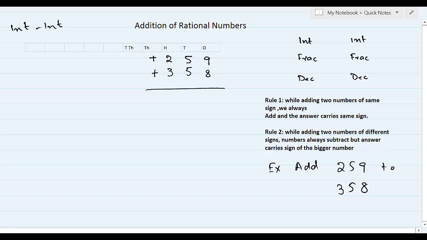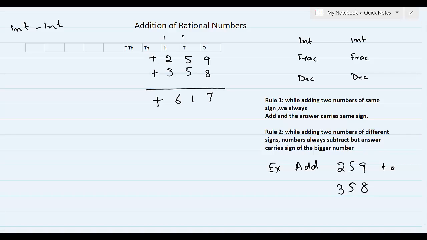Therefore, we are going to add these numbers because both numbers being added have the same sign, which is positive. So 9 and 8 would be 17, 1 carried over, and 5 and 5 is 10, 10 and 1 is 11, and 1 will be again carried over, and 3 and 2 is 5, 5 and 1 is 6, and the answer will have the positive sign like I said before. So that's how we add one integer to another integer.